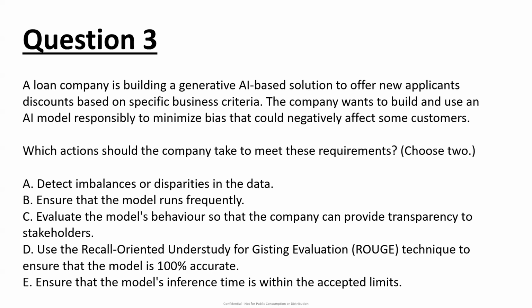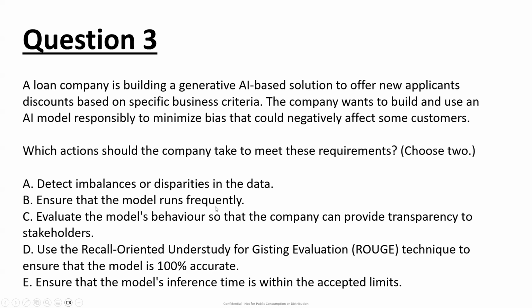I believe I have discussed this a long time back, but if you understand this, the question is saying the company wants to build and use a model responsibly to minimize bias. Obviously, to minimize bias, the first option A will be there. We need to detect imbalance or disparities in the data. So that is one for sure. But what will be the second one?